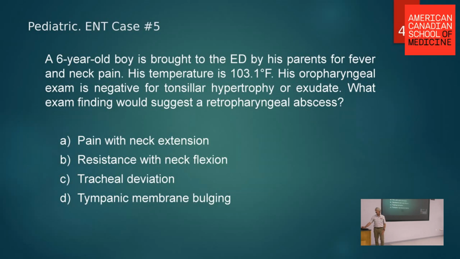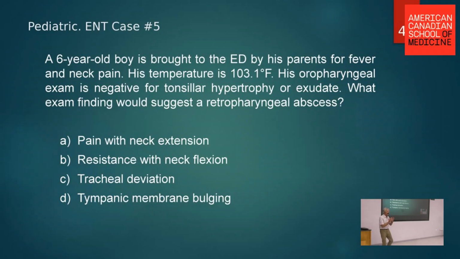Okay, we got time for one more case here. A 6-year-old boy is brought to the ED by his parents for fever and neck pain. Okay, bad combination, fever and neck pain, right? Temperature is 103.1. It's pretty impressive. Oral pharyngeal exam is negative for tonsillar hypertrophy or exudate. He does have neck pain and fever, so you would have thought maybe you'd have a little strep or something like that. What exam finding would suggest a retropharyngeal abscess?